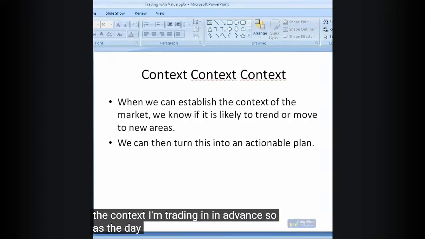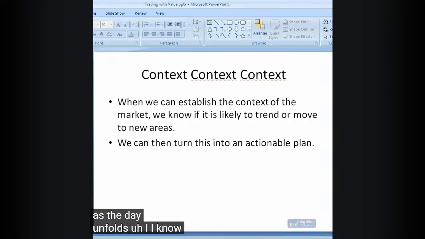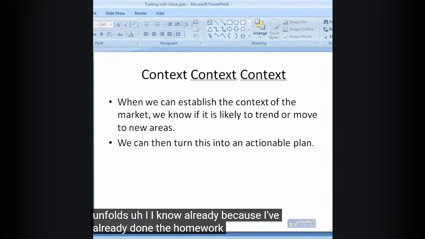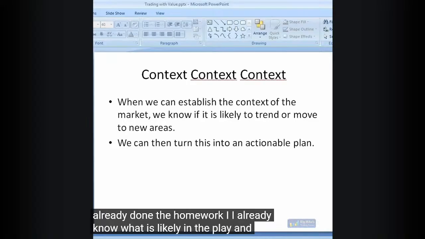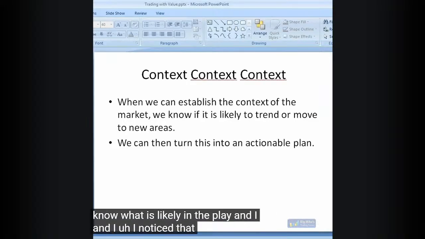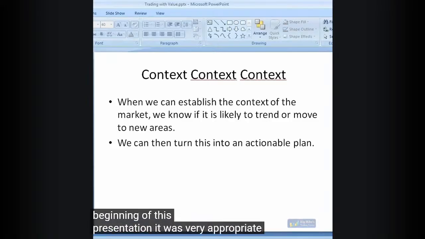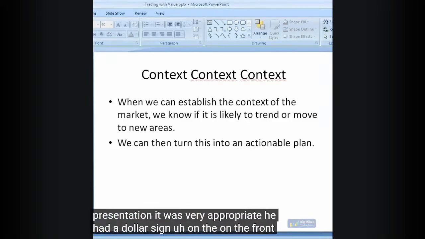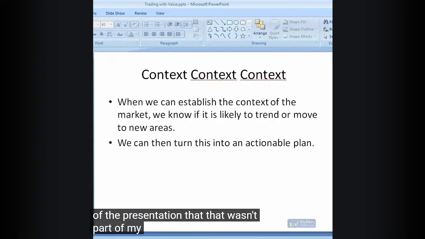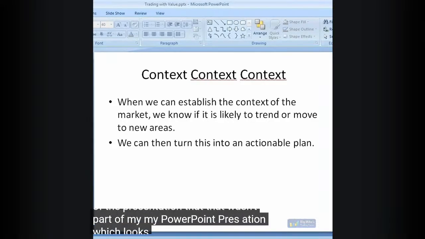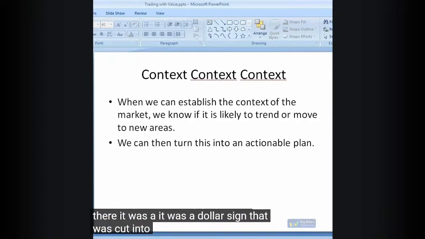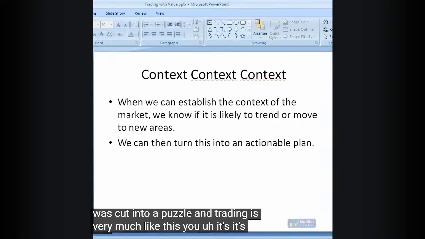So as the day unfolds, I know already, because I've already done the homework, what is likely in the play. And I noticed that Mike, at the beginning of this presentation, it was very appropriate. He had a dollar sign on the front of the presentation. That wasn't part of my PowerPoint presentation, which looks really boring, but he had this really nice looking graphic on there. It was a dollar sign that was cut into a puzzle. And trading is very much like this. It's like solving a puzzle.